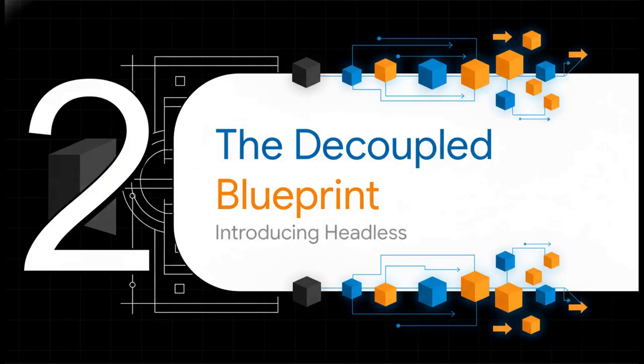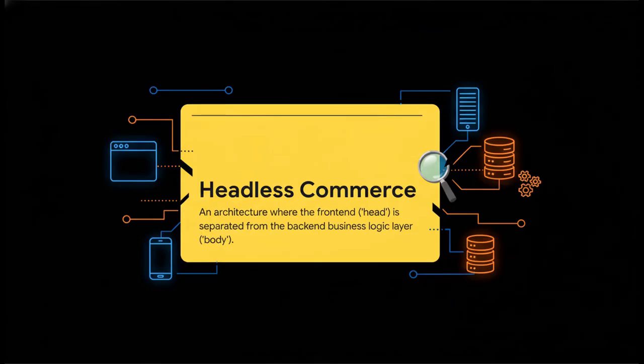So if the monolith is the problem, what's the solution? Well, it's a whole new way of thinking, a new architectural blueprint, and it's called headless commerce. The whole concept is right there on the screen. Headless commerce is all about decoupling. So what does that really mean? It means we're strategically separating the part of your platform the customer sees and touches, we call that the head, from all the back-end logic and data that runs the business, the body. They're no longer one single tangled up thing.